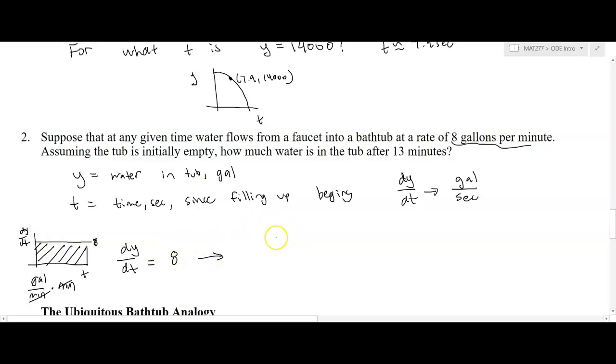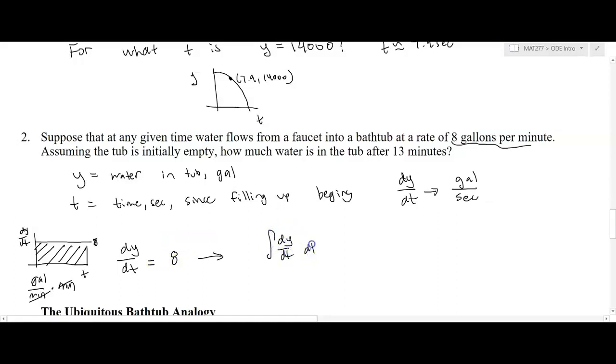So to solve this, I'm going to take the algebraic step here. If I want to know the amount of water in the tub, you may already have jumped to this. You're like, well, I don't need to solve this differential equation. I already know it's going to be 8t plus 13 or something like that, or 8t plus 0. But to solve this, let me go ahead and integrate both sides.